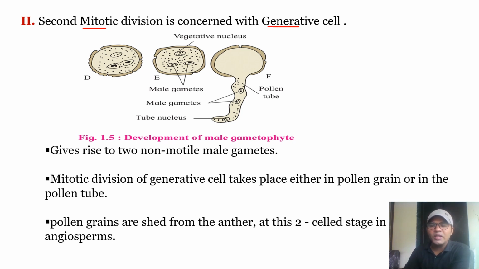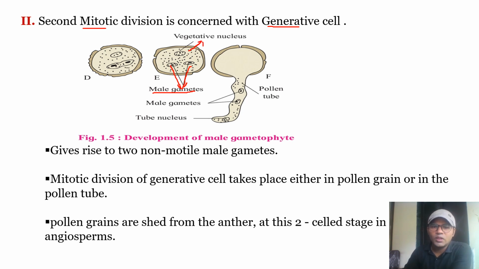Now the next mitotic division is taking place in generative cell. Vegetative cell remains as it is, and the second mitotic division is taking place in generative cell. Thus it forms, here you can find two, this is one and this is second, two cells which are said to be the male gametes, and here it is vegetative nucleus.